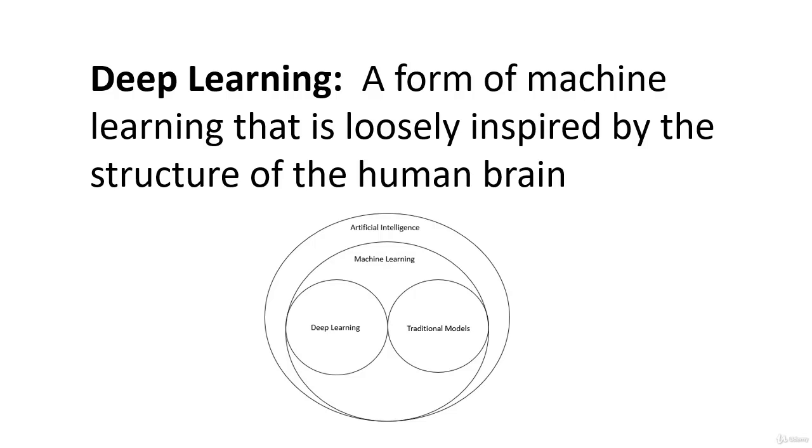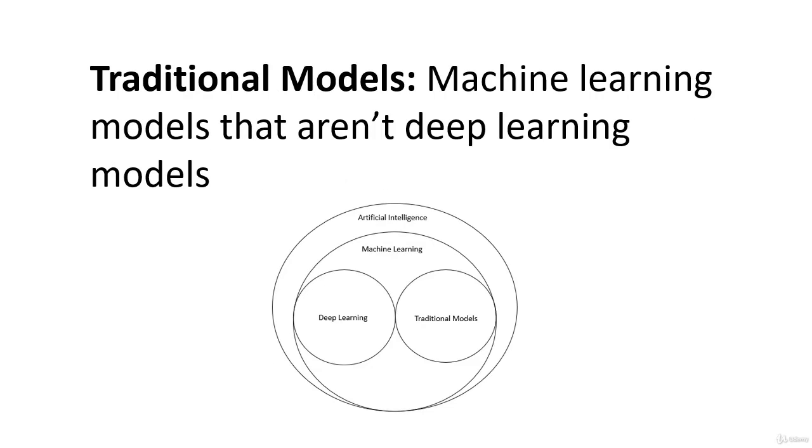To be quite honest, I haven't been able to find a great definition of traditional models. So for me, and this will be easy for you to remember, traditional models are machine learning models that aren't deep learning models. If you can come up with a better definition, that's awesome. Use it. Just keep it simple.